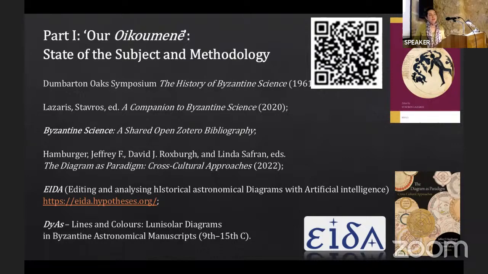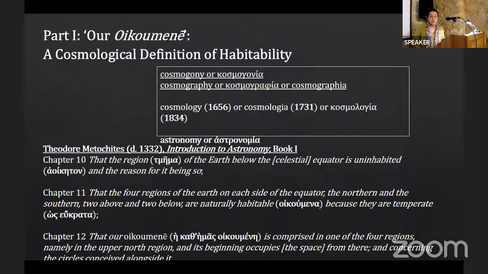Now let's say a few words about what is cosmology and what I mean by cosmological, since I proposed to you that this is the first layer one has to take into consideration always. As far as I can judge at this moment, there are at least three possible epistemic attitudes towards the cosmos in the context of Byzantine science that we can see in the sources. So you can speak about cosmogony, cosmography, and cosmology.